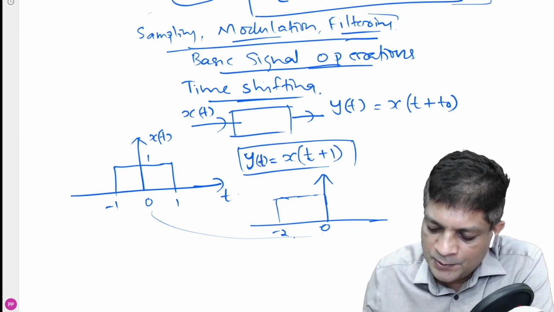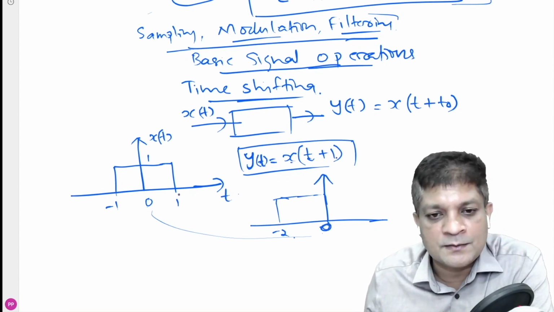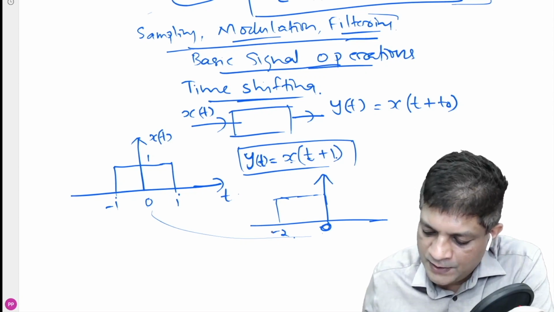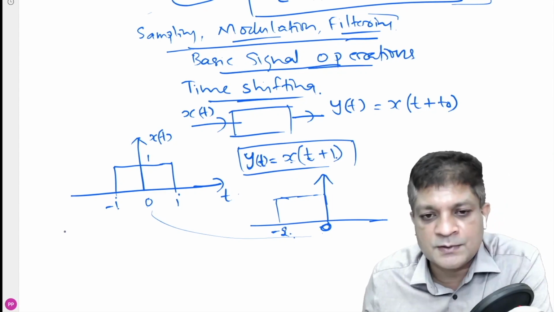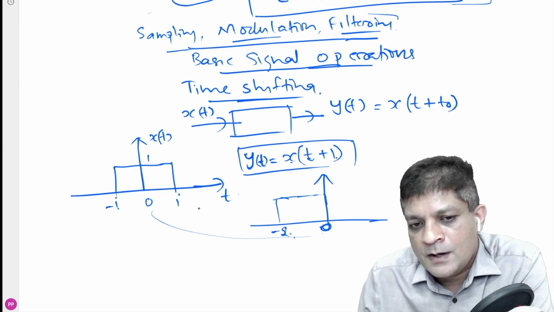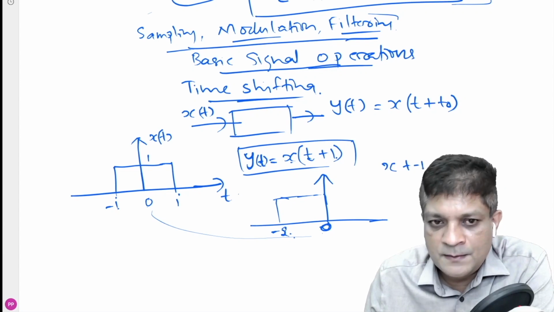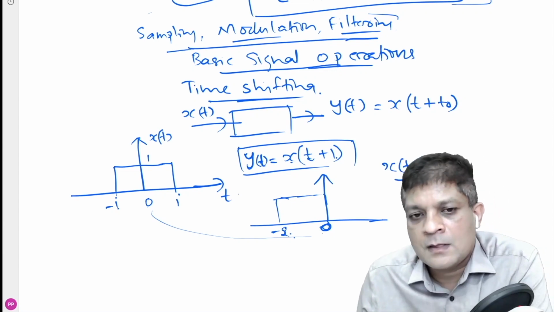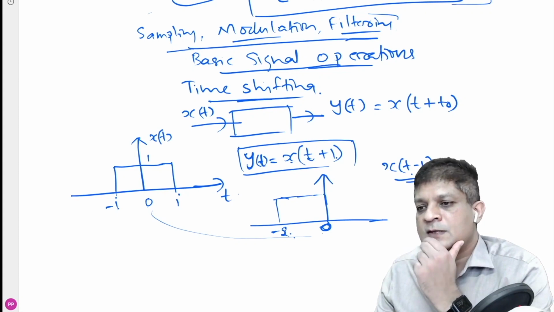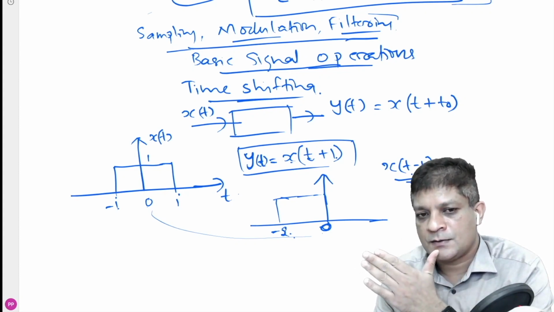If you put t equals 0 here, then it is x of 1. That means the value of y(0) is x(1), and the value of y(-2) is minus 1. You can easily visualize that it is shifting left by 1. Now what about x(t - 1)? It will shift to the right.